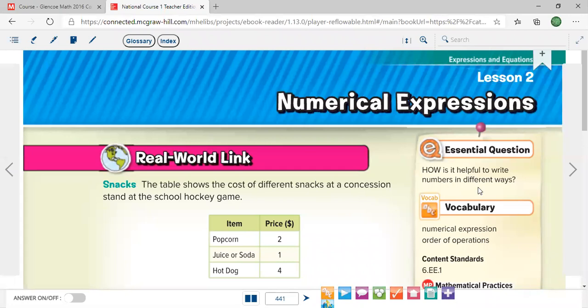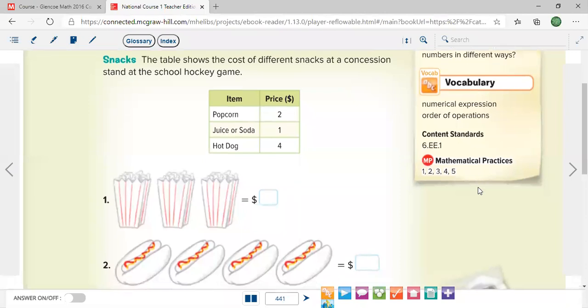Lesson number 2 in chapter 6, Numerical Expressions. Let's begin with this real world link. The table shows the cost of different snacks at a concession stand at the school hockey game. For popcorn, it's $2, juice or soda $1, a hot dog $4.